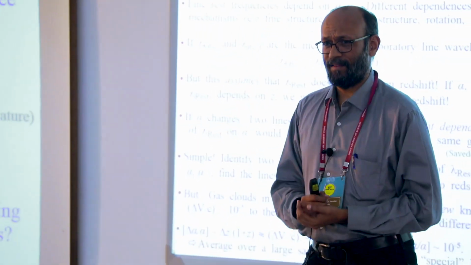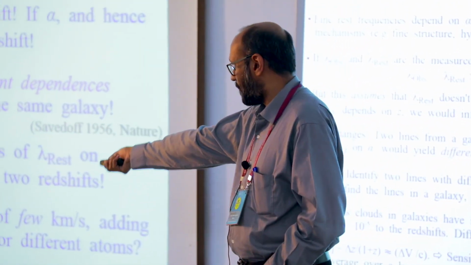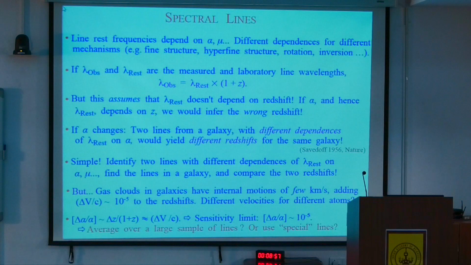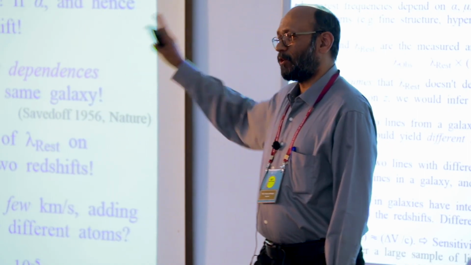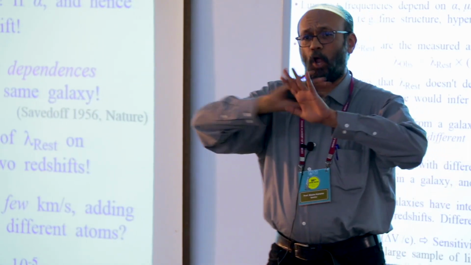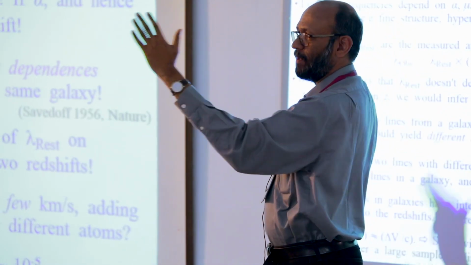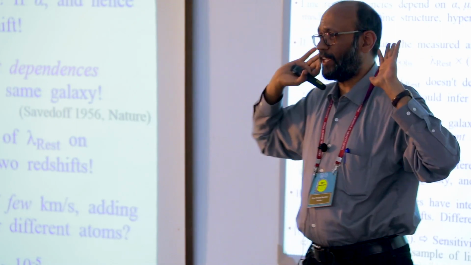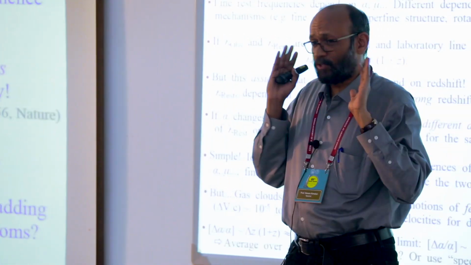So how do you get around this? And that's been the hard part of the game for a long time. It turns out that you can show that up to factors of order unity, delta alpha by alpha will be of the order of delta z upon 1 plus z, so of the order of delta V by c. So you wind up with a sensitivity limit which is about 10 to the minus 5, and you can't go better than this. The ways around this are twofold. One way is to just take a lot of lines, because some gas will go in this direction, some gas will go in that direction. There's no preferred orientation in the universe. Average. Statistically, things should work out.